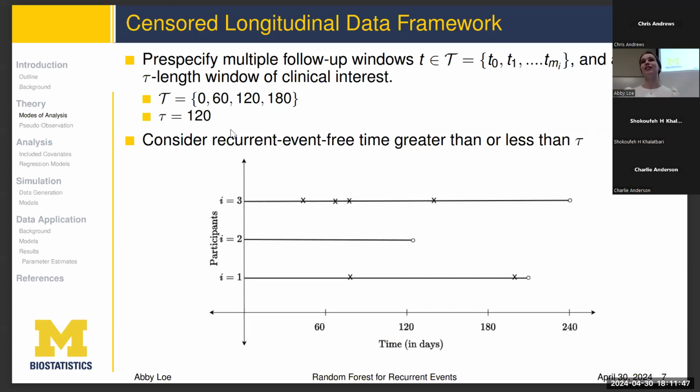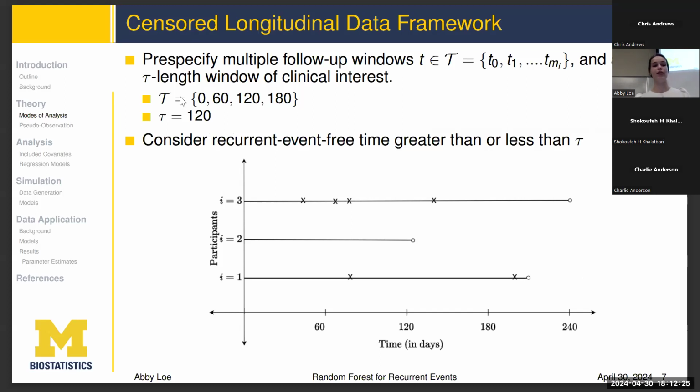But you can also consider the fact that if we're interested in, say, year-long survival, as soon as you start enrolling patients, everybody has a bunch of year-long survivals. They just don't all start at baseline. And now we're going to say, okay, at 0, 60, 120, we're going to consider your tau length survival from those points in time. So we don't really care, to a certain extent, when your last event was. From this point in time, we're really interested in knowing how long until your next event. So we're going to consider recurrent event-free time greater than or less than tau.